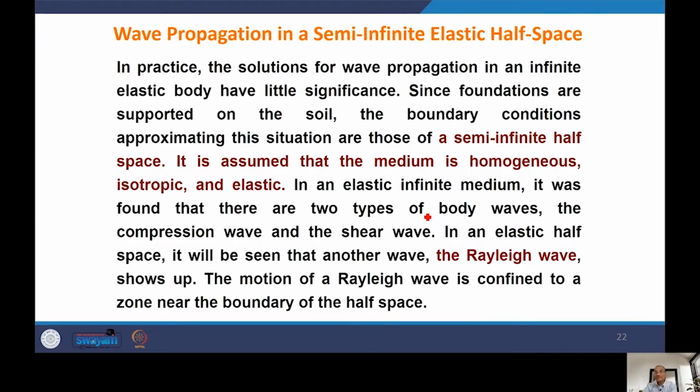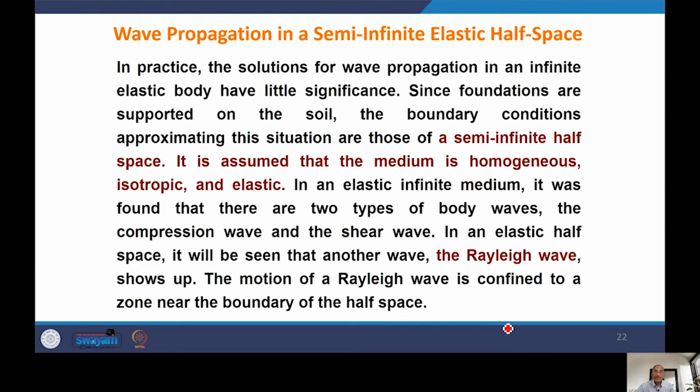For the elastic infinite medium, it was found that there are two types of body waves: the compression wave and the shear wave. But when you consider the elastic half space, a third type of wave arises, called the surface wave, and one of the surface waves is the Rayleigh wave. The motion of a Rayleigh wave is confined to a zone near the boundary of the half space. Actually, let me put it like this.